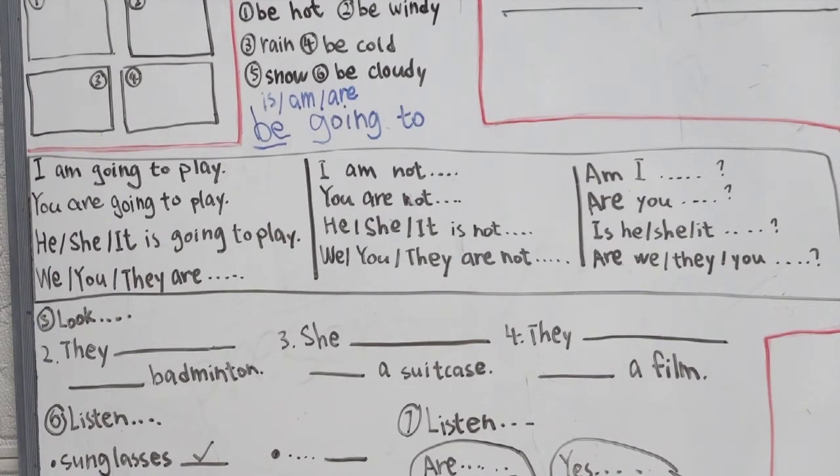So for subject with I, we use am, right? And then going to. For subject you, we use are. Alright, you are going to. I am going to. For subject with he, she, it, we use is, right? He is going to play. She is going to play. It is going to play. We, you, they are going to play.